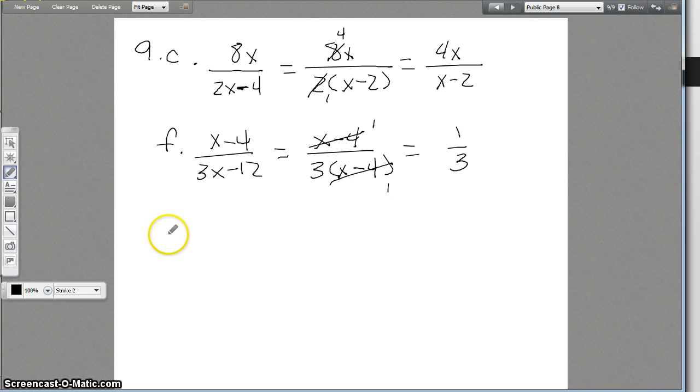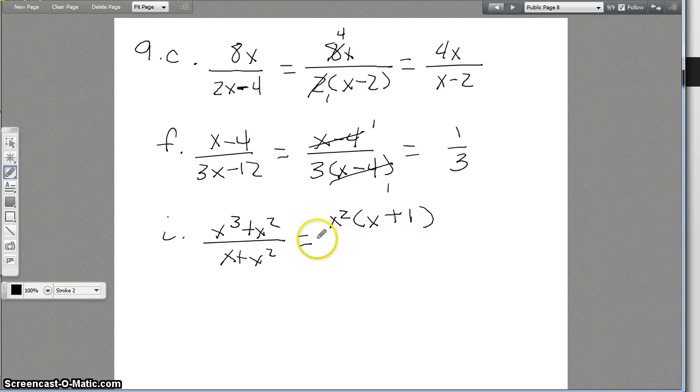And then let's look at part I. We have x cubed plus x squared over x plus x squared. So in my numerator, I can see that x squared is a common term. So I can write x squared times x, because x squared times x is x cubed, plus 1, because x squared times 1 is x squared. And then in the denominator, x is a common term. And x times 1 will give us x. x times x will give us x squared.